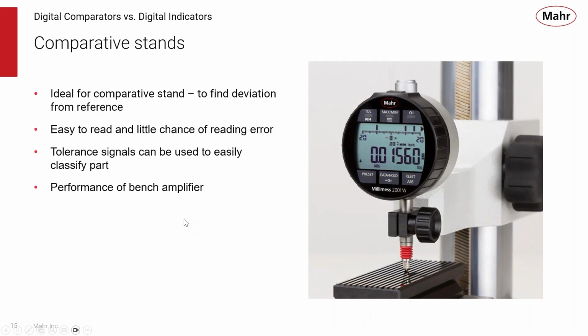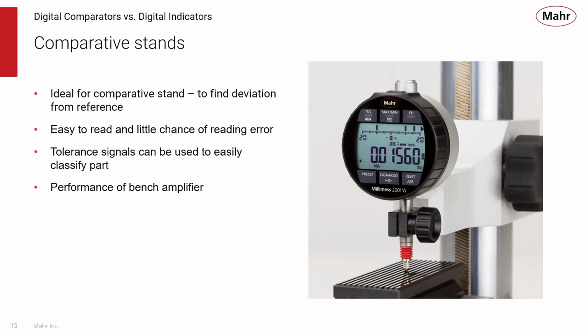We can even get more accuracy. An example of this is we can put a digital comparator such as this MillimS 2001W into a comparator stand. They're ideal for finding deviations from a reference point. They make it very easy to use and read the comparator, so there's very little possibility for error. And if you get a heavy-duty enough stand, you can get the performance of a benchtop amplifier for a fraction of the price.